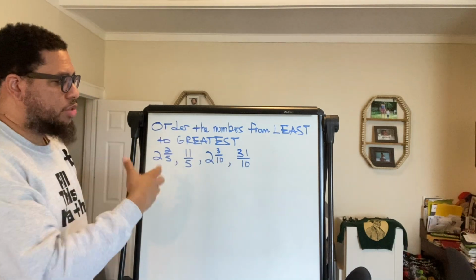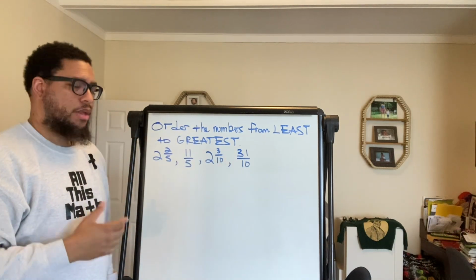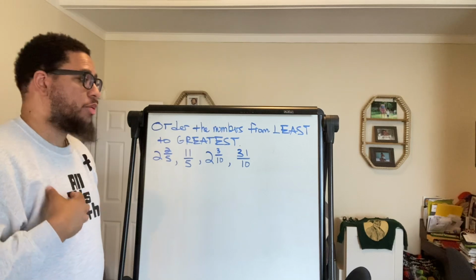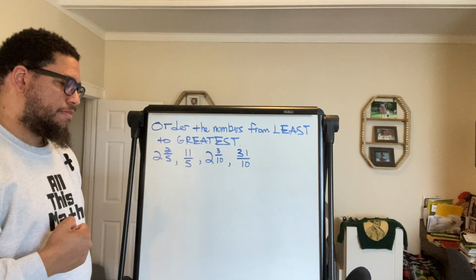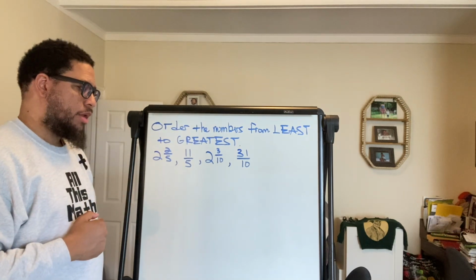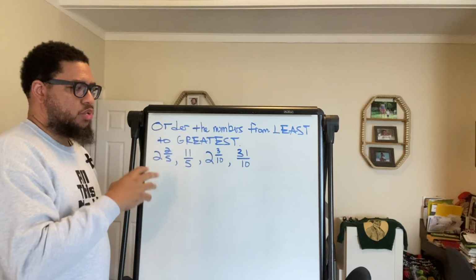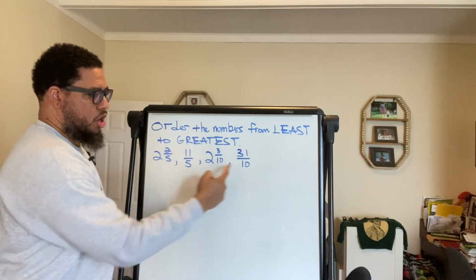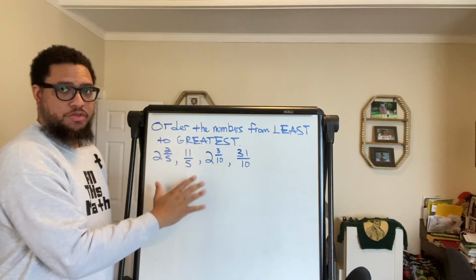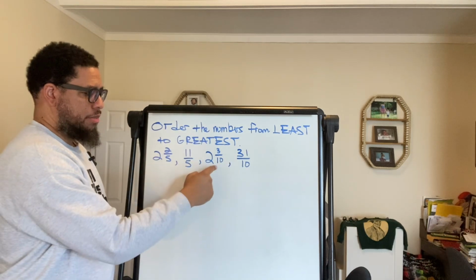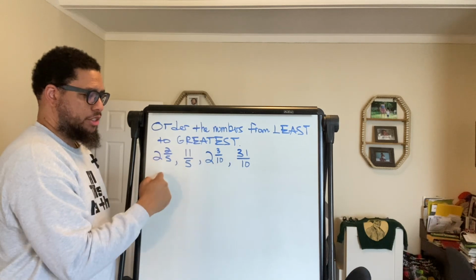Now, there are multiple ways to answer this question, but this is how I would do it. I would say, all right, I'm going to convert everything to a fraction, right? So these two are already fractions, so I don't got to convert them. But these two are mixed numbers, so I'm going to convert these into fractions.